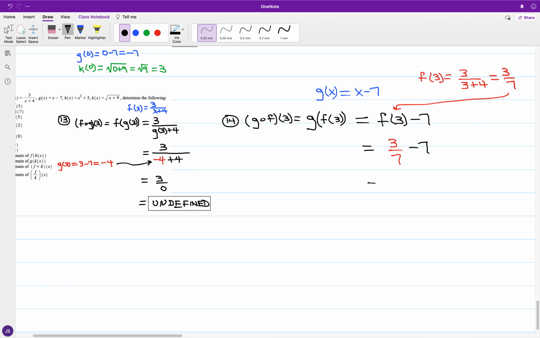And in fractional terms, I'm going to have 3/7 minus, you think of 7 as the fraction 7 over 1, and putting in terms of sevenths, this is going to be 49/7. So for g composed with f of 3, we're going to have a defined value, and this will come out to the negative difference, where we have minus 46/7.